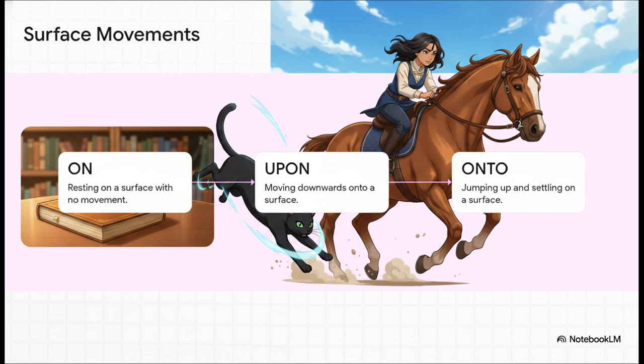First we have on. Imagine a book resting on a table. Totally still, no movement. Second is upon. Imagine a cat pouncing downwards upon that table. Movement है और ऊपर से आकर surface पर settle हो रही है. And third we have onto. Think of someone literally climbing onto a horse. You know, नीचे से jump करके ऊपर surface पर बैठना. It's all about the direction of the action.